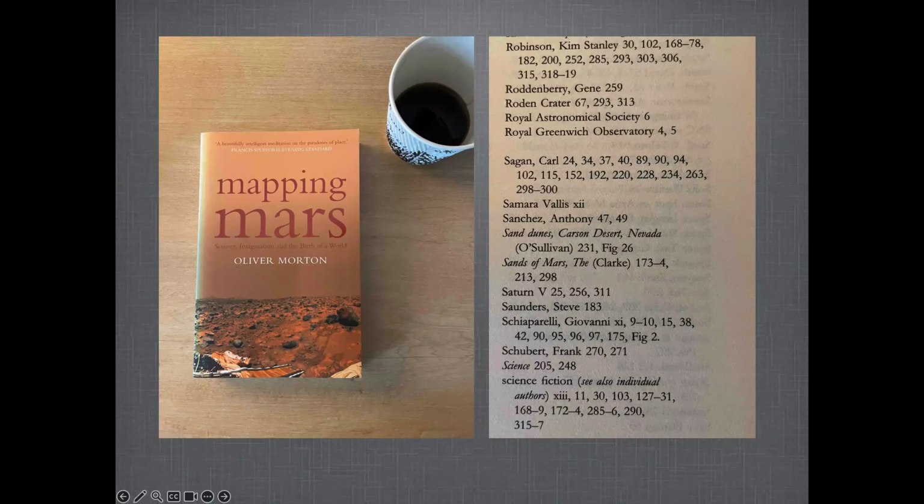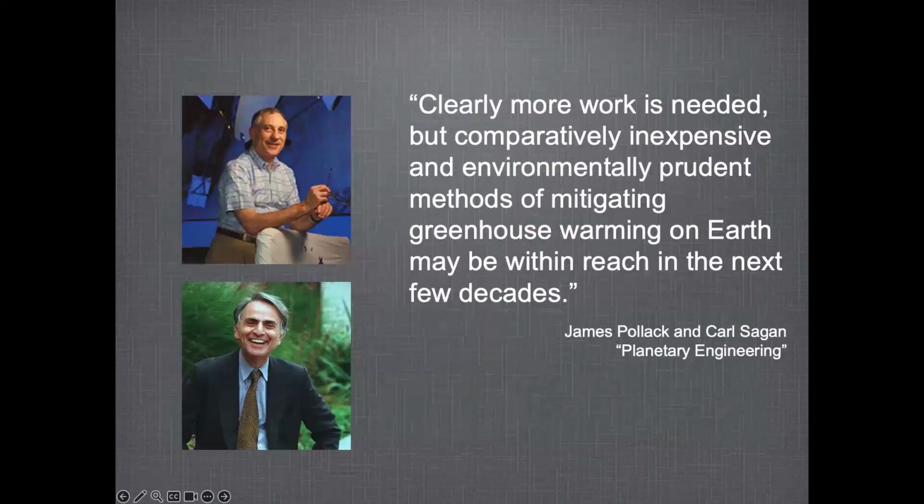But without them, the idea of actively working for a better planet rather than a better world is hard to grapple with. So this is the quotation that I thought of when Daniele suggested this talk. And it's from a review paper on planetary engineering published in '93 by Sagan and his collaborator, Jim Pollack. "More work is needed, but comparatively inexpensive and environmentally prudent methods of mitigating greenhouse warming on Earth may be within reach in the next few decades."